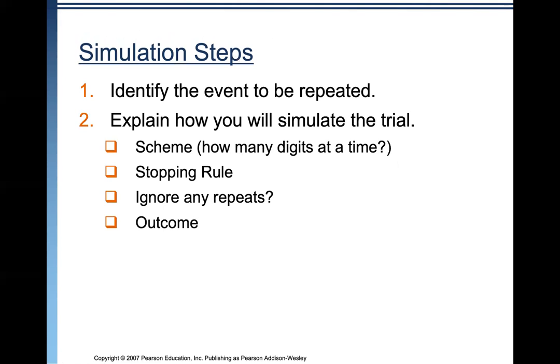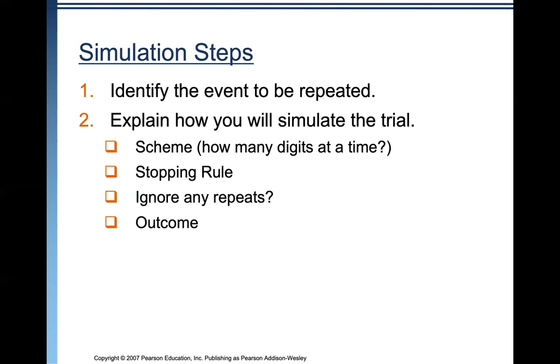And how you explain it, a couple of things you want to keep note of is that number one, you want to talk about how many digits at a time. What I mean by that is you're going to have just a list of random numbers to use for your simulation. And you need to give the instruction of should you pick one digit at a time, or two digits at a time, three digits at a time. So that's very important to say how many digits at a time we should pick. And this will make more sense, I think, once we get into an example.